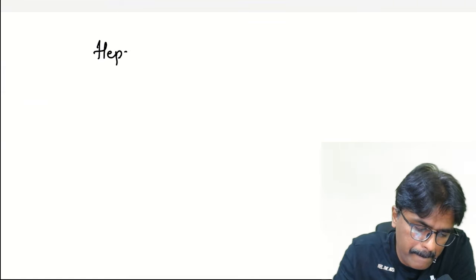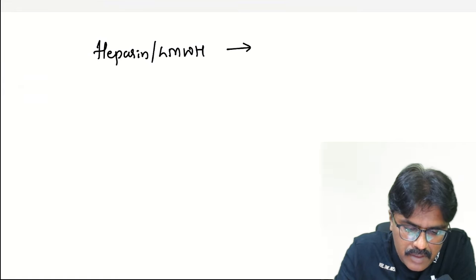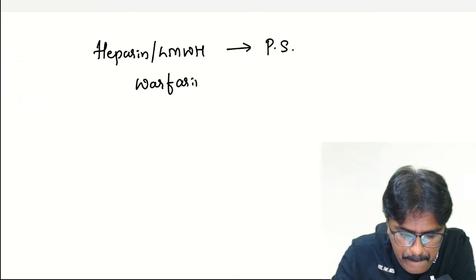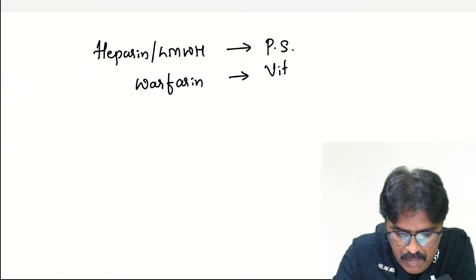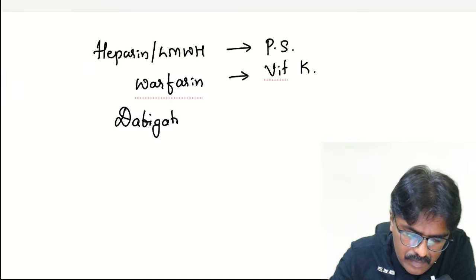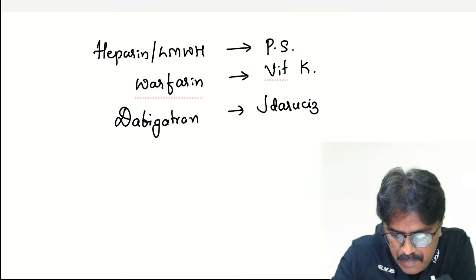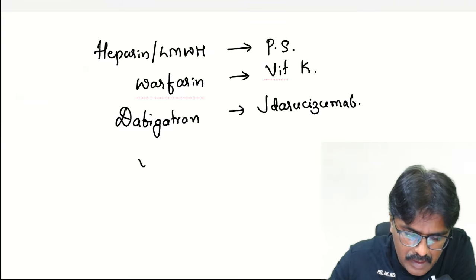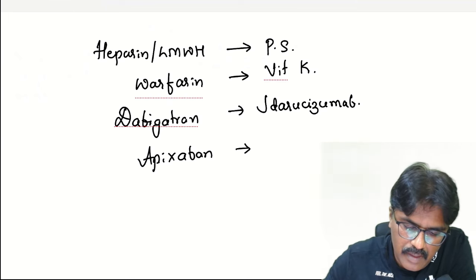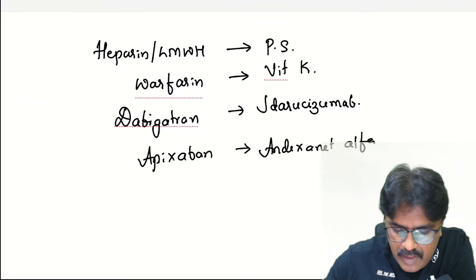Heparin, low molecular weight heparin, the antidote is protamine sulfate. Warfarin, vitamin K. Dabigatran, it is idarucizumab. Apixaban or any of the xabans, then it is andexanet alfa. These are for anticoagulants.